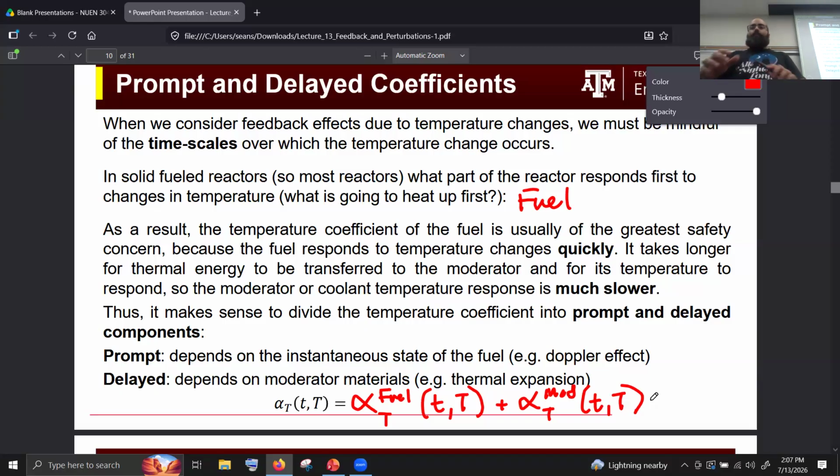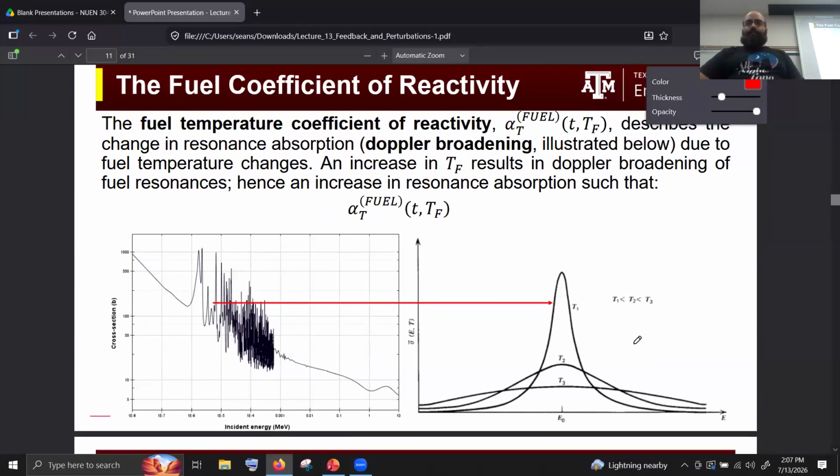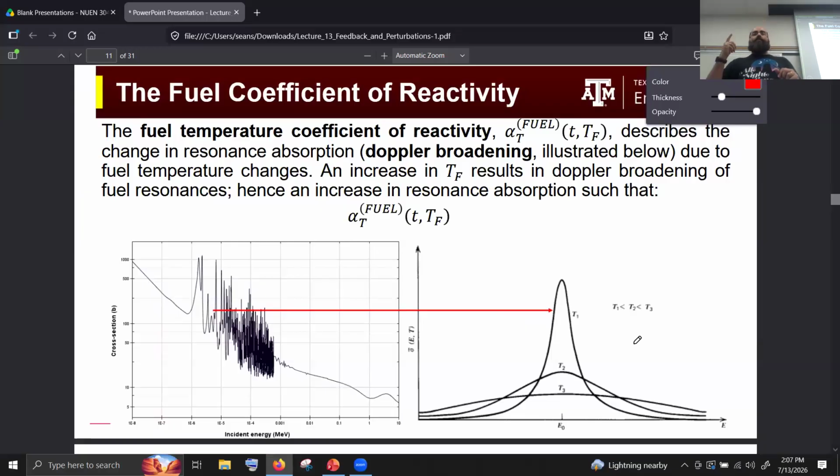So I wanted to talk a little bit more, just to make sure we're on the same page, about the Doppler effect and Doppler broadening. I wanted to revisit that next. When we talk about the fuel temperature coefficient of reactivity, it's mostly due to changes in cross sections, which impact the reactivity of our system.